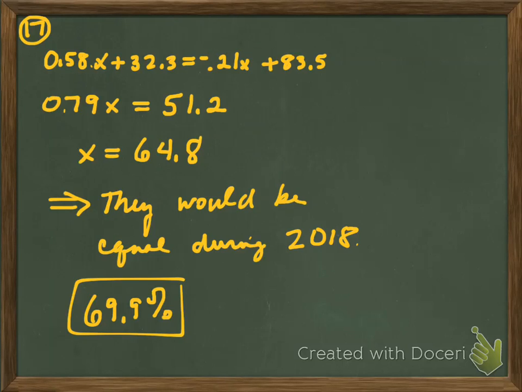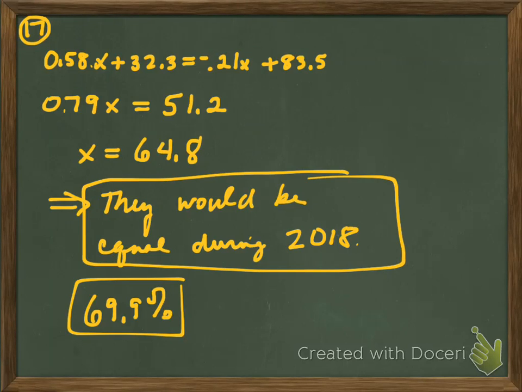Or 64.8 is when it happens, because the questions were, and this is where you make sure you answer the questions on a test. If I gave you this for a test question, you should say, okay, did I answer this question? When will they be the same? Yes, we answered that: they will be equal in 2018. And the other question was, what percentage will that be? 69.9%, yes.